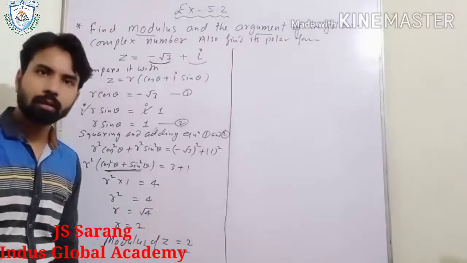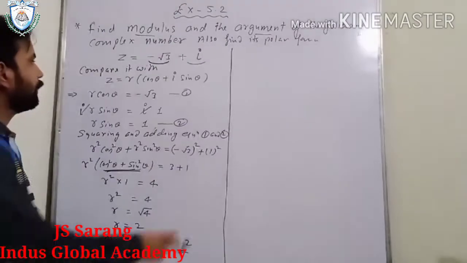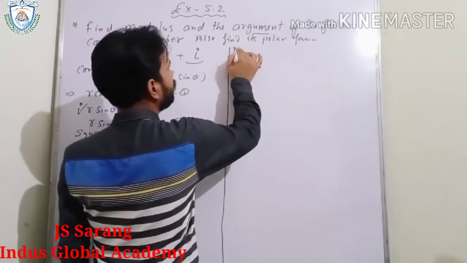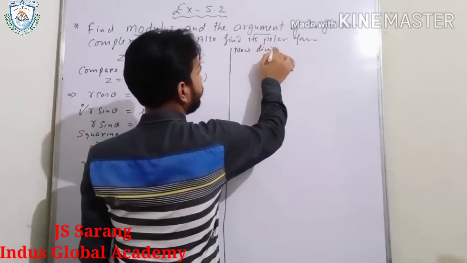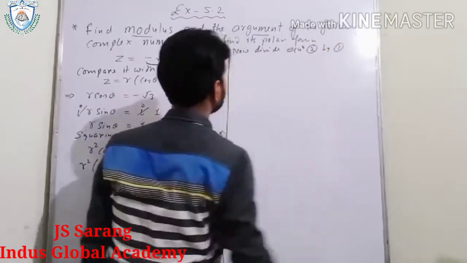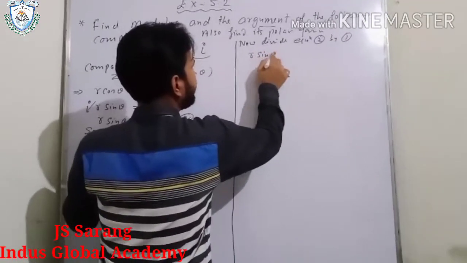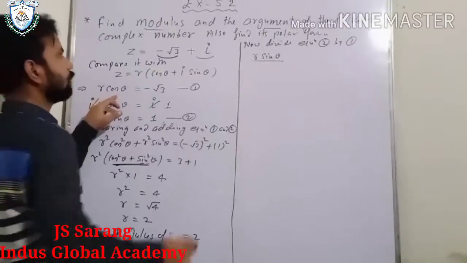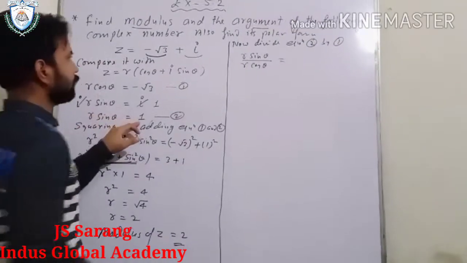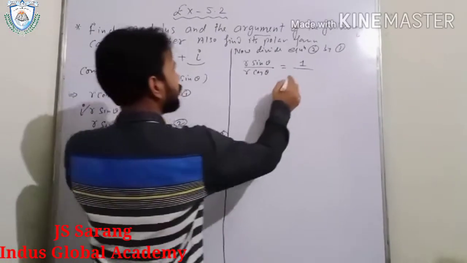Half of the question is solved here. Now we have to find the argument. For finding the argument, what do we do? We divide equation number 2 by equation number 1. Equation number 2 is r sin theta, divided by the first equation, r cos theta, which equals 1 upon minus under root 3.